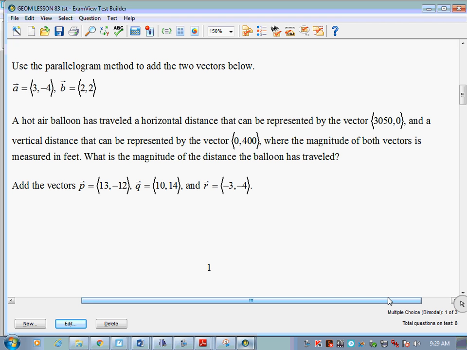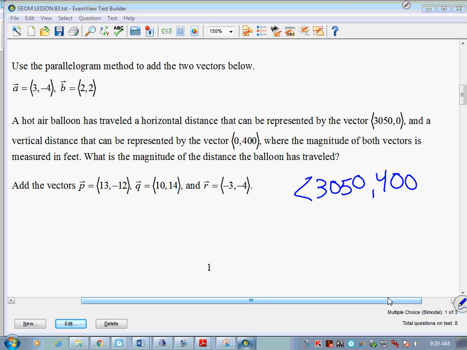So, in the end, because I'm adding 0 to both numbers, I end up with 3050, 400, right? Okay, so this is telling me I'm going 3050 to the right, and I'm going 400 up. The magnitude is the distance of that vector. So what do I end up using? Pythagorean theorem. So I'm doing 3050 squared plus 400 squared, and I'm square rooting that answer, right?